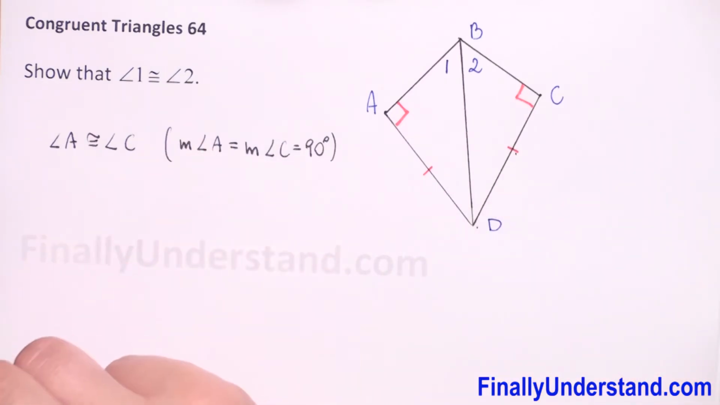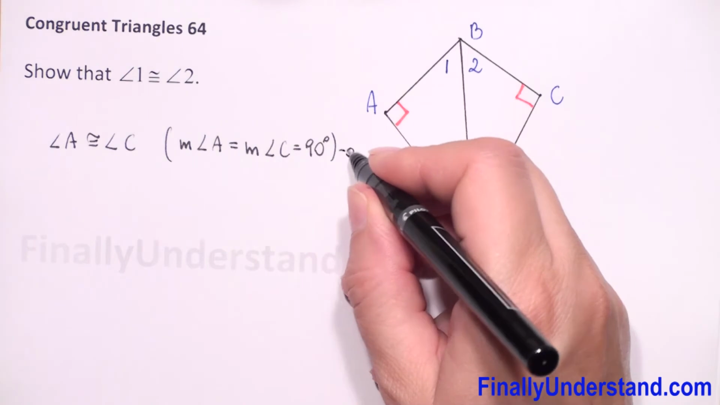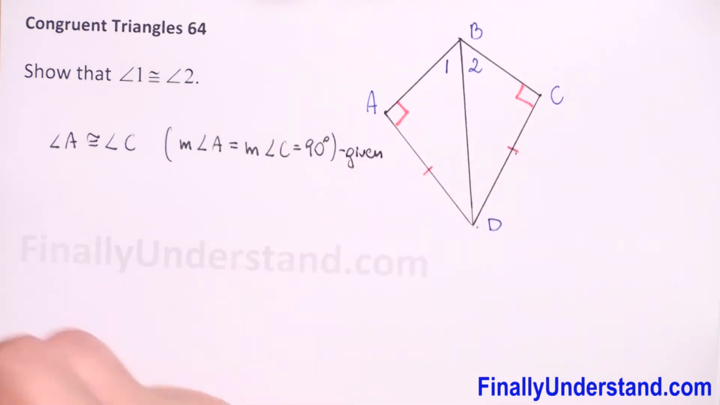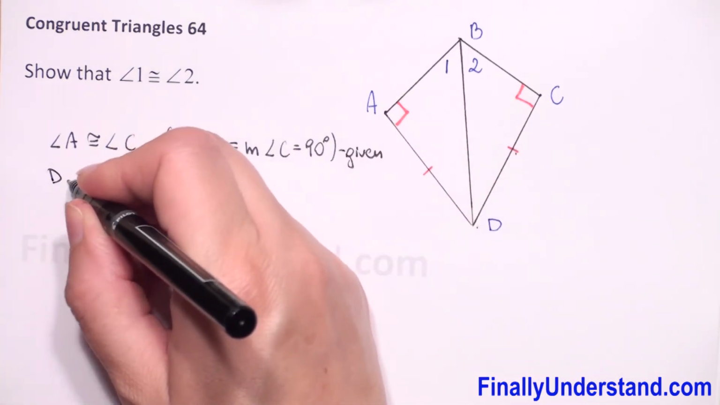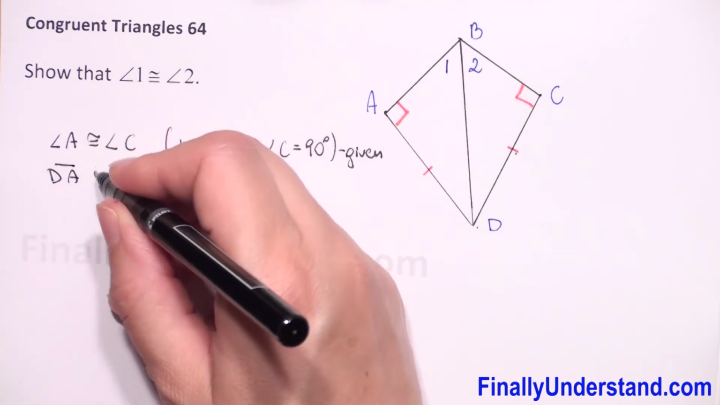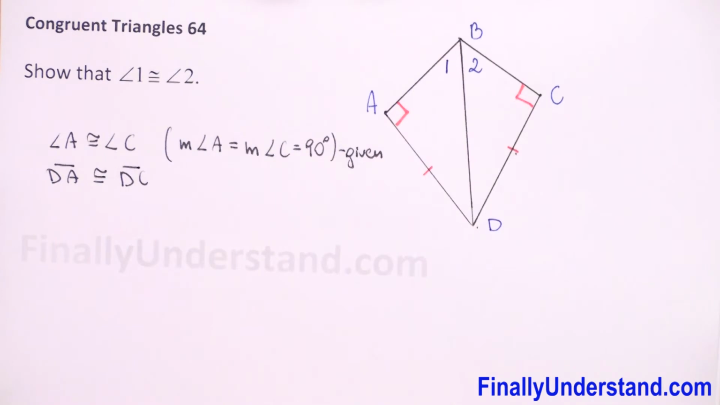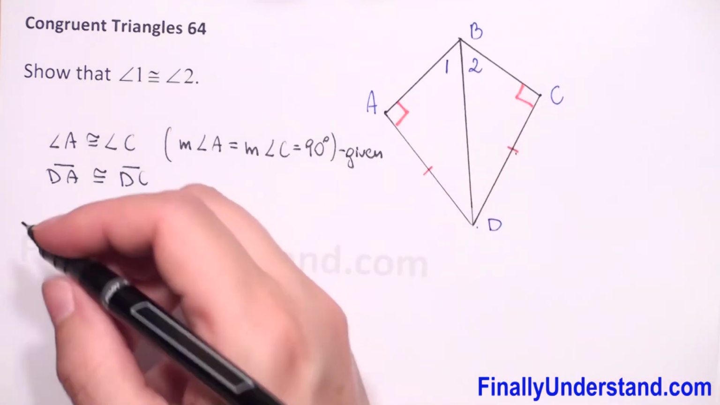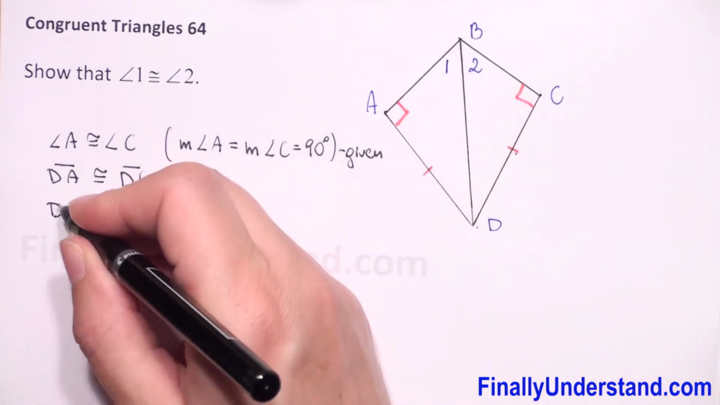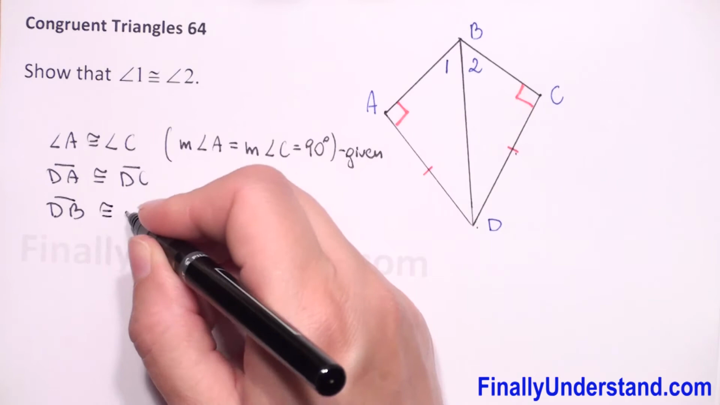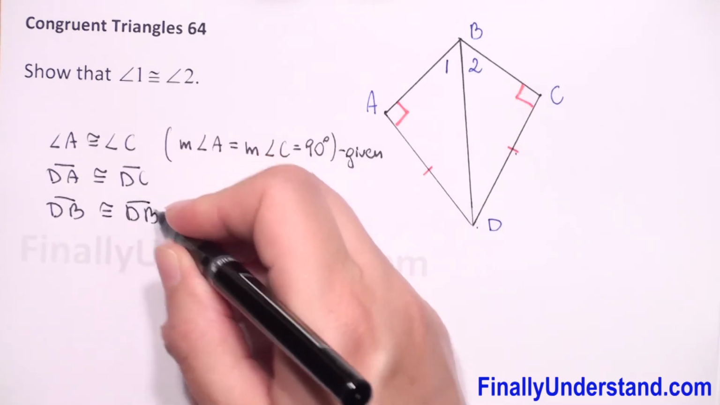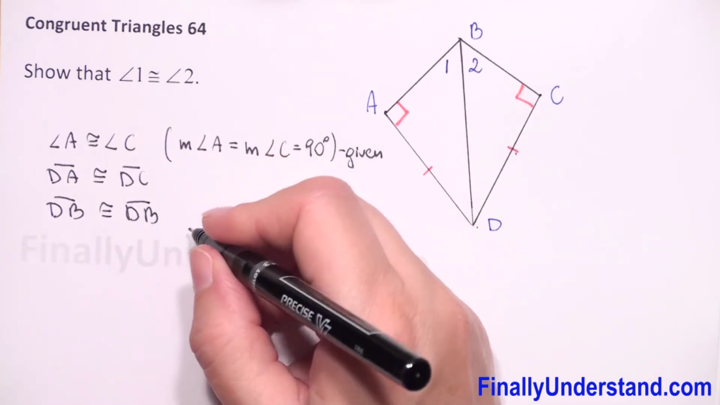So we have given also, this was given, that segment DA is congruent to segment DC. And we can write also that DB is congruent to DB by the reflexive property.